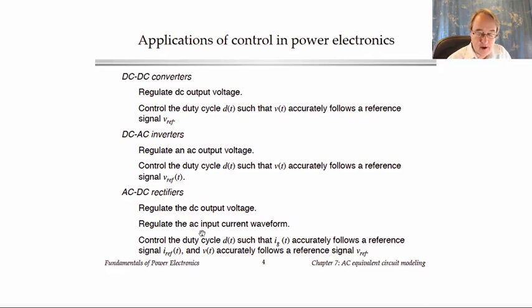And so there often are regulations that limit the kind of waveform we can draw out of the power line, and generally require it to be a sinusoid that is in phase with the voltage. So then we build a control system to regulate the current that our rectifier draws out of the power line, and again we will control the duty cycle to make that current follow a reference.